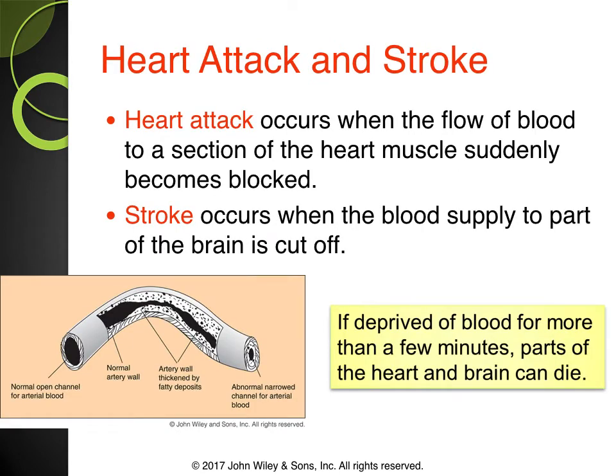When we say heart attack, we mean when the flow of blood to a section of the heart muscle is suddenly blocked, and a stroke occurs when blood supply to part of the brain is cut off. If you see this image, this is an example of a clogged artery. There is a buildup of fat deposits, which we call plaque, in the arteries. When that happens, the artery wall becomes really thick and it constricts blood flow.